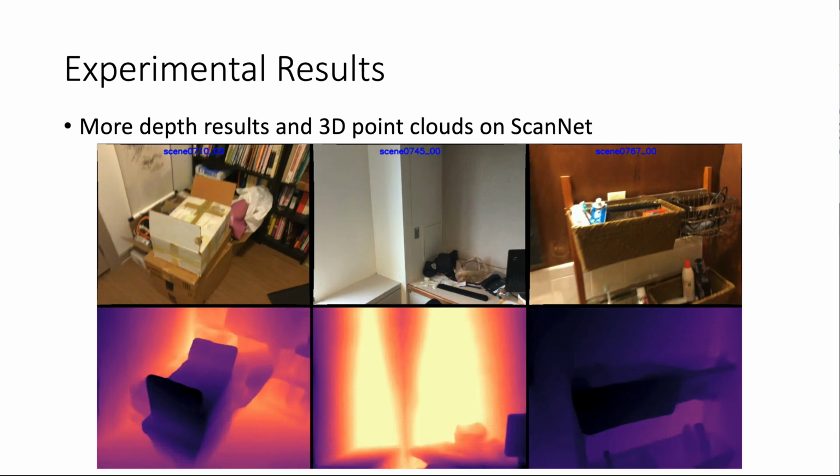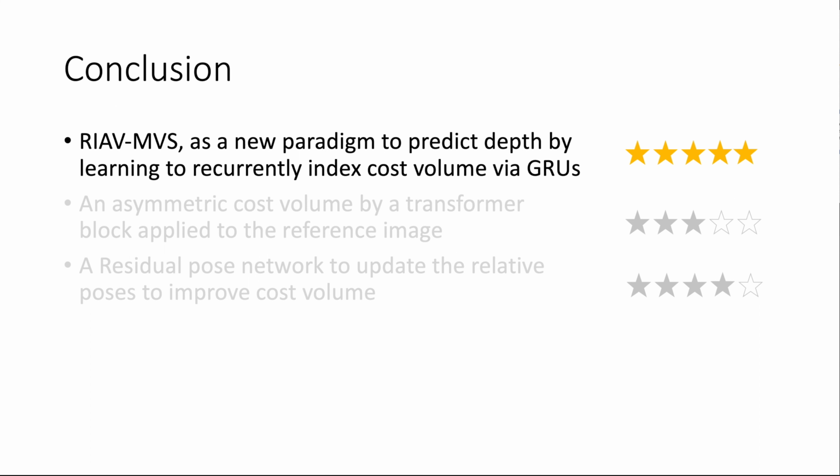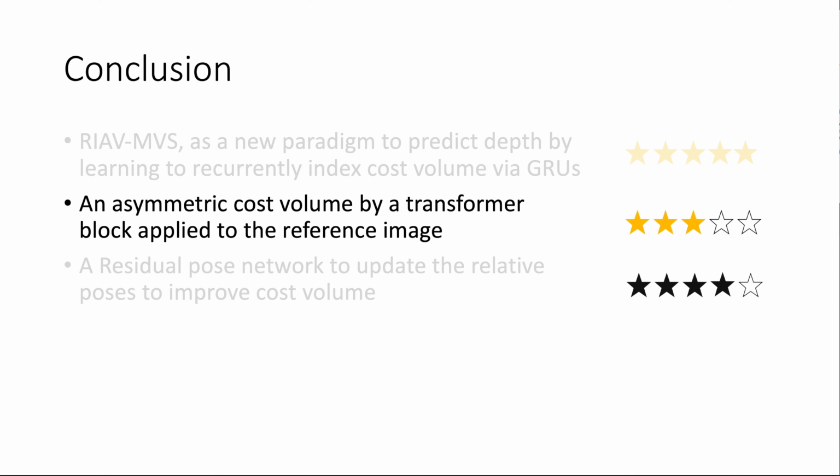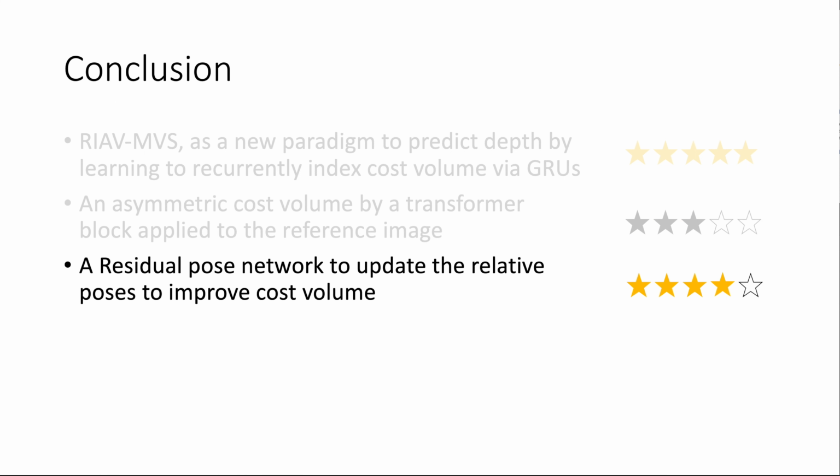To sum up, we have proposed RIAV-MVS, a novel learning-based MVS method. It utilizes a convolutional GRU to iteratively optimize the index fields, which are used to access the cost volume and regress the depth. The cost volume is further improved through the application of a transformer block to the reference image and a residual pose network to correct the relative poses.